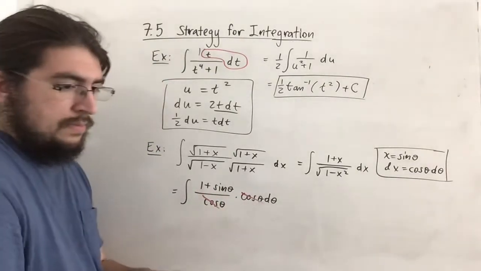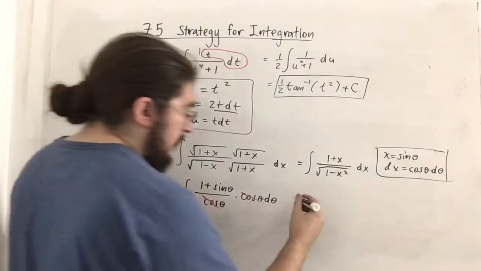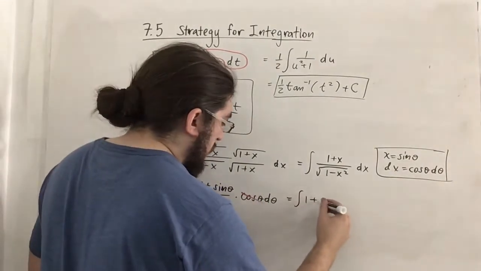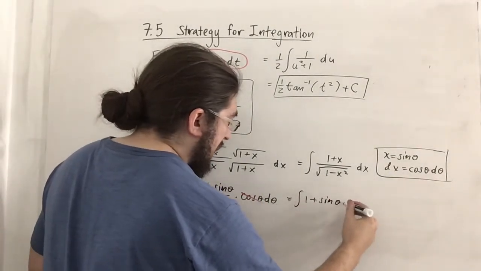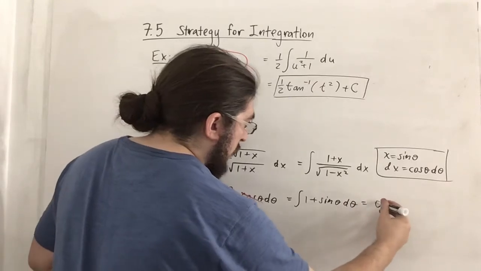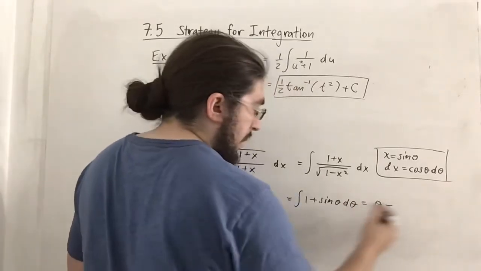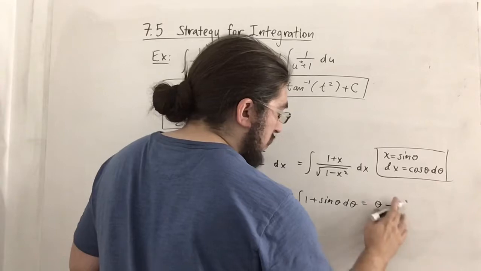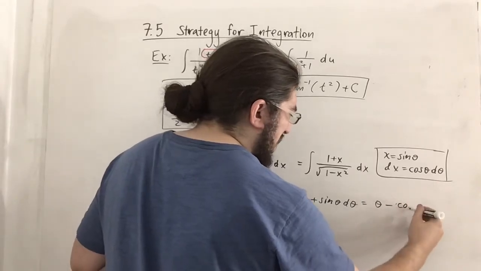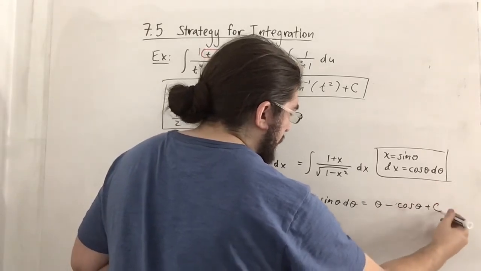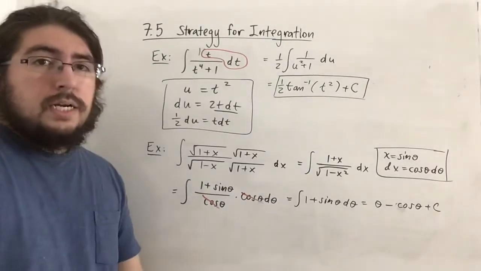Perfect. Why is it so perfect? Because we can take the antiderivative really easily. Just take the antiderivative of each term. We get theta minus cosine, since the antiderivative of sine is negative cosine, and then plus C. Now we're not done.